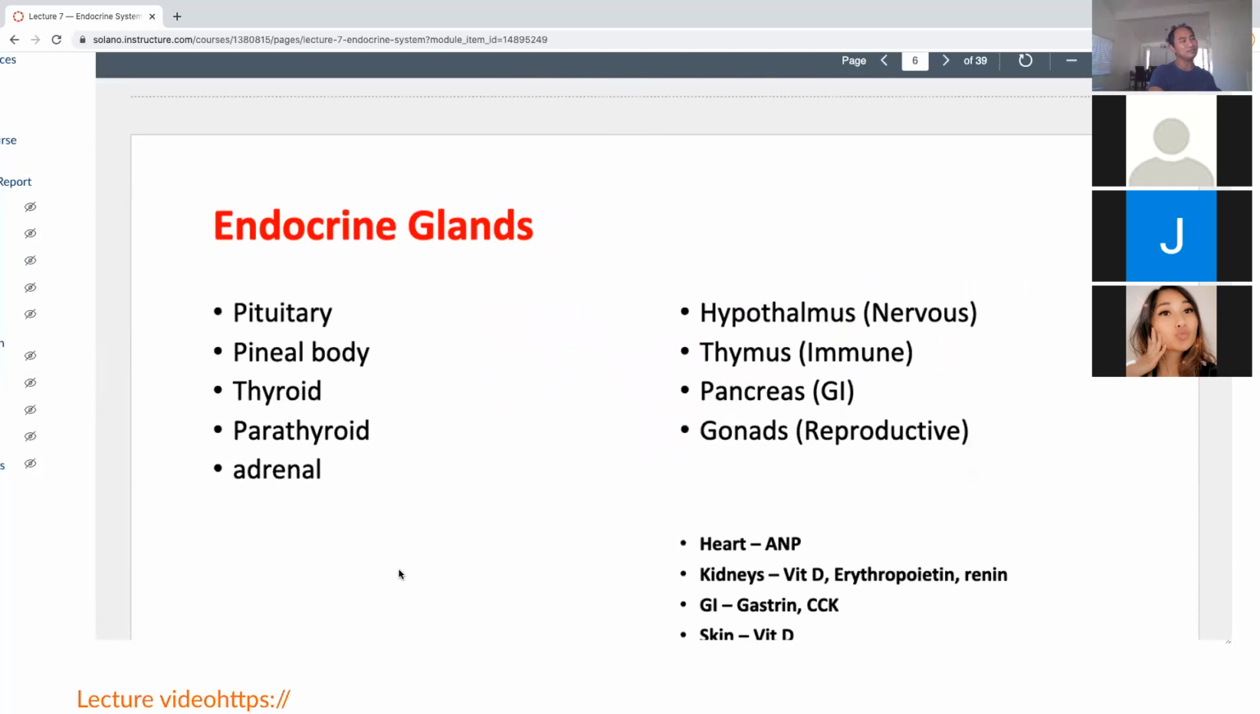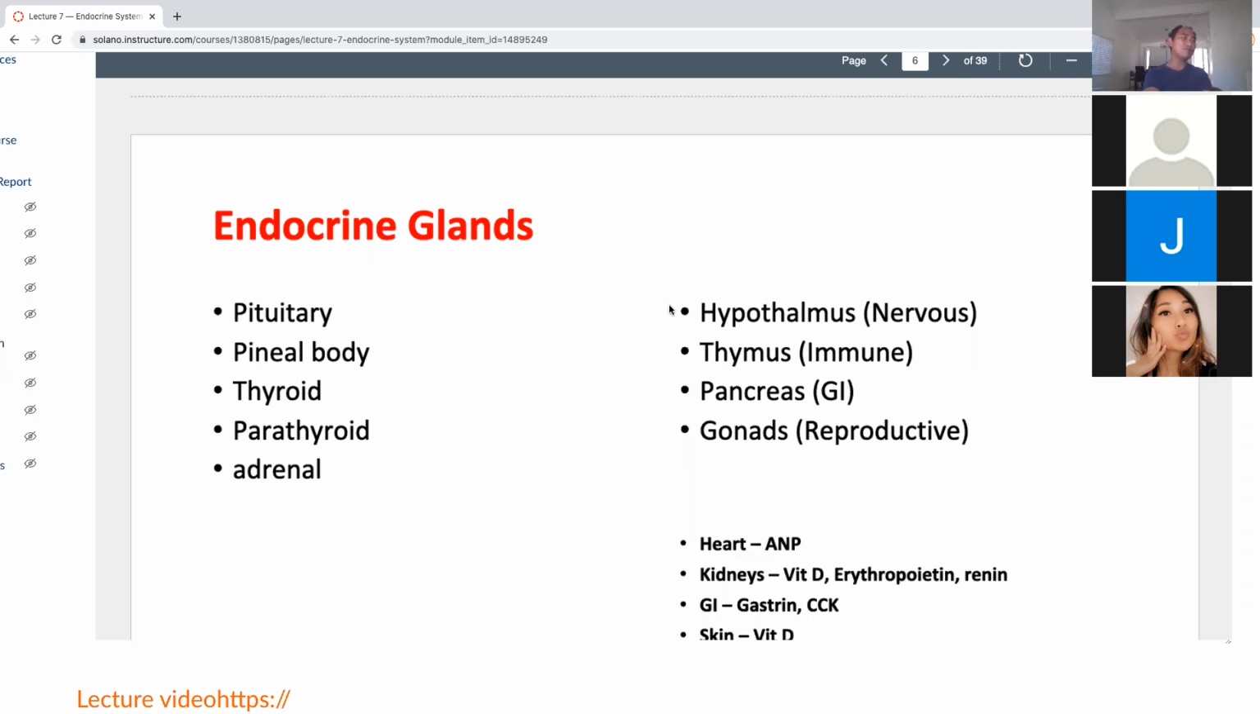The endocrine glands, pure endocrine: pituitary, pineal, thyroid, parathyroid, adrenal. So how can we remember that? Pituitary is really important. It's in our head. Parathyroid and thyroid are in our neck. And the adrenal gland is in our tummy. And the pineal body is in the brain. So pituitary and pineal body, thyroid and parathyroid, and adrenal in the tummy. That might need a little bit more repetition, but these are the pure endocrine glands.